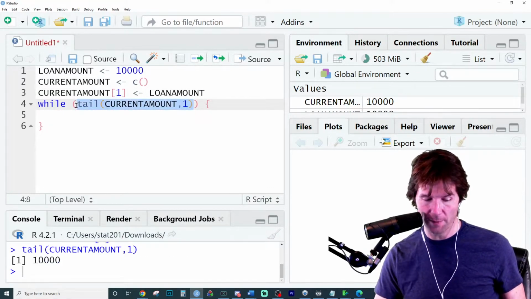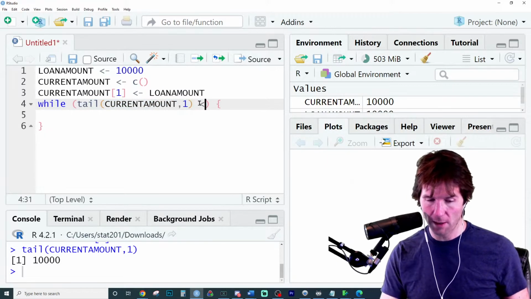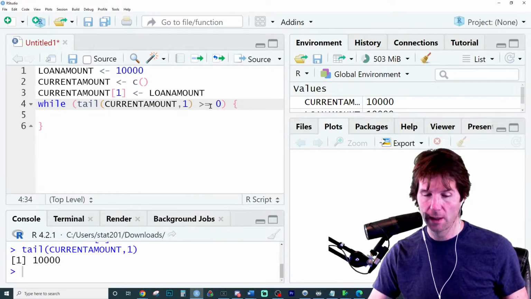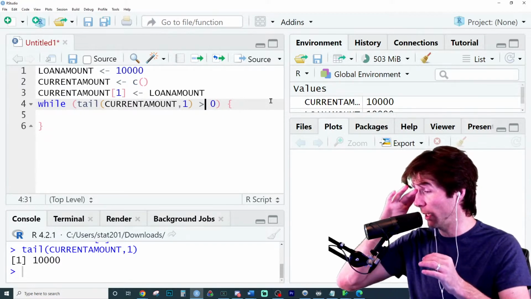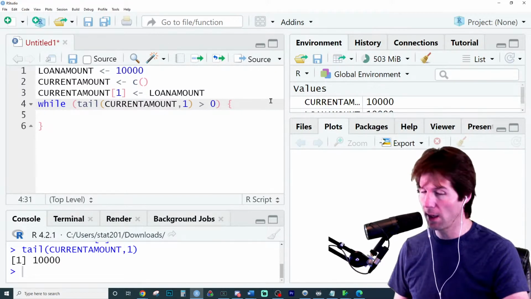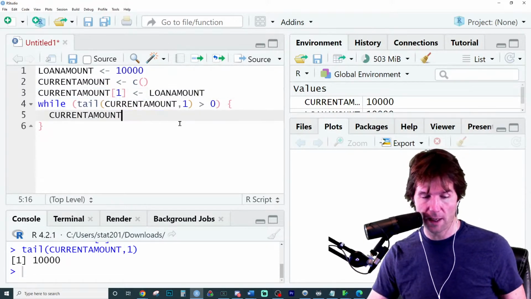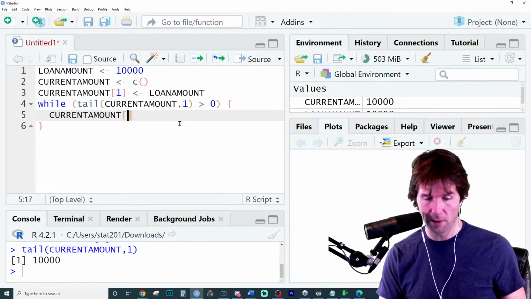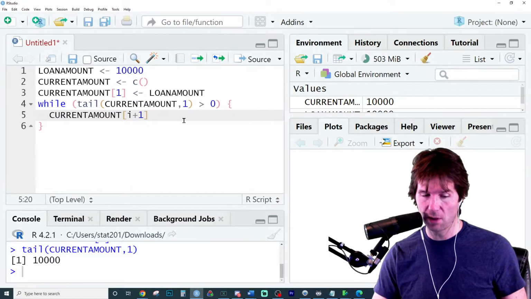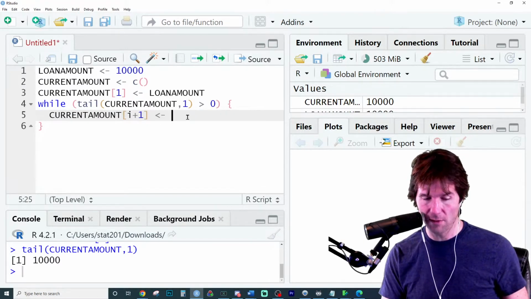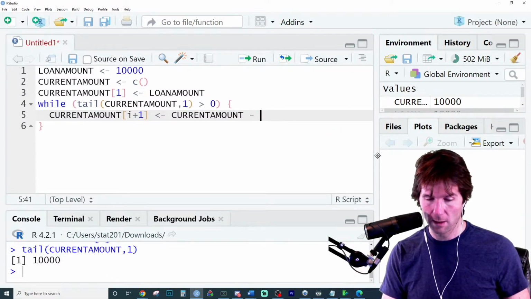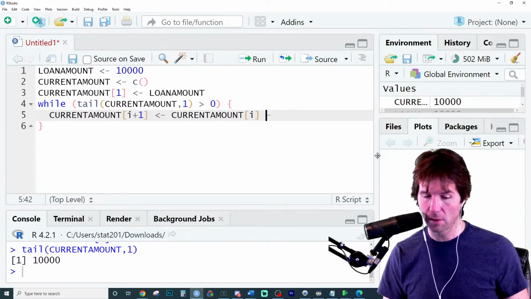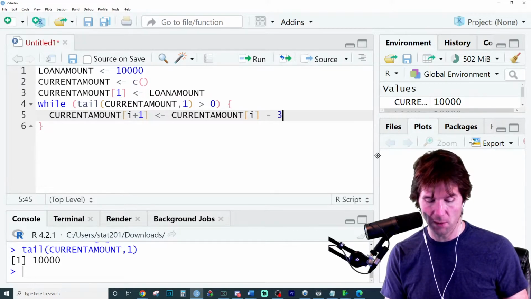While the last value of the current amount vector is greater than or equal to 0. No, greater than 0, because if it's equal to 0, it should stop. So while it's greater than 0, we want to run the code right here. Current amount, next position will be saved as current amount, current position minus the payment, let's say $367.